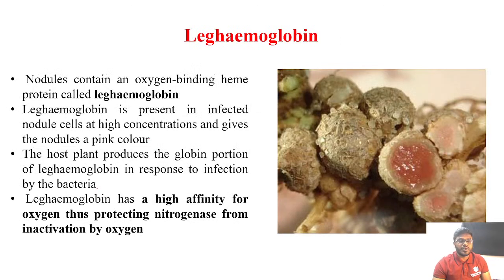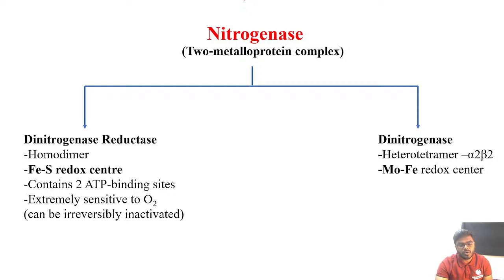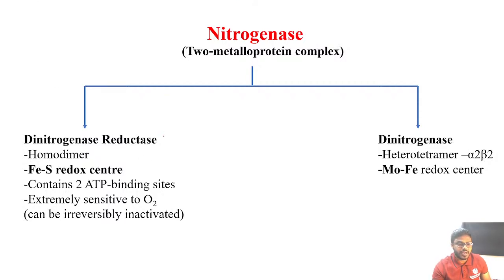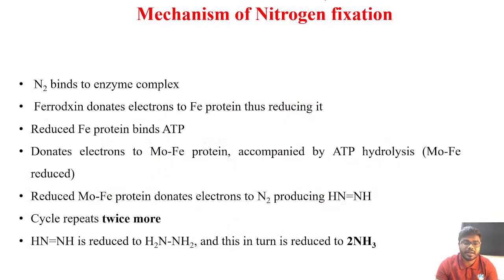Later we understood how exactly the symbiotic relationship happens, and then we produce root nodules. The root nodules contain an oxygen-binding hemoprotein, which we generally call leghemoglobin. Later we understood the real structure of the nitrogenase enzyme. Please don't forget the structural properties. The nitrogenase enzyme contains two parts: dinitrogenase reductase and dinitrogenase. Always try to remember it like this: iron sulfur redox center, molybdenum iron redox center.